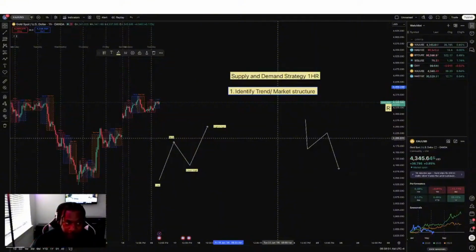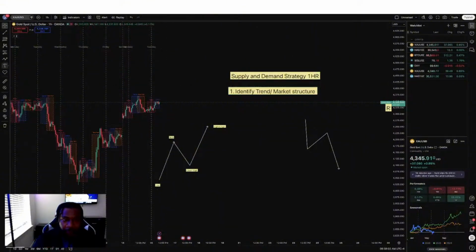Okay, so also for this strategy, I only traded at 9 a.m., which is basically the New York Open, 9 a.m. Eastern time.